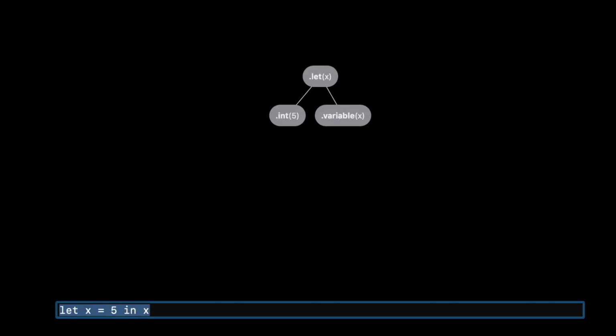So here we have a let, and it has two branches. One branch is for the value of the variable. So here we say let x, so that's the value of x. And then the other branch is for the body. So within that body, you can use the variable x.